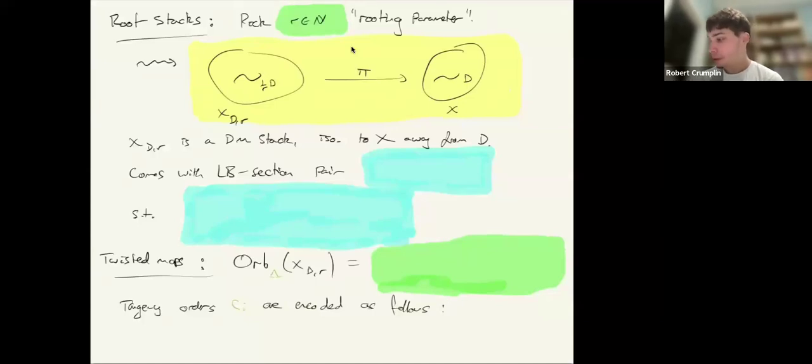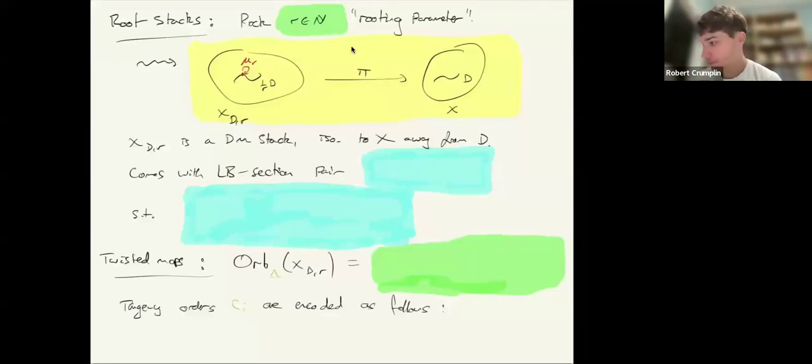And the property of this map pi is that it's an isomorphism onto X away from this divisor. So it looks like we've cut out the divisor D and added in something which I've labeled 1/R times D. So it's like a new compactification. And the point is that every point in this 1/R times D is now decorated with a mu_R, the R-th roots of unity. Every point now has this finite group attached to it. So X_{D,R} is now stacky, precisely on the locus above the divisor we started with.